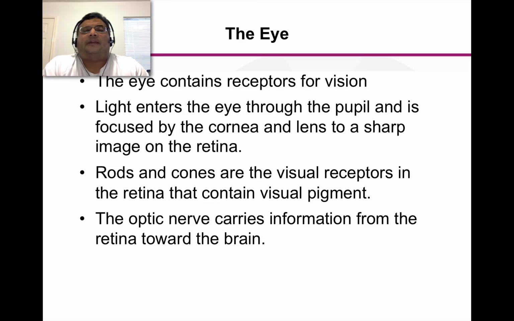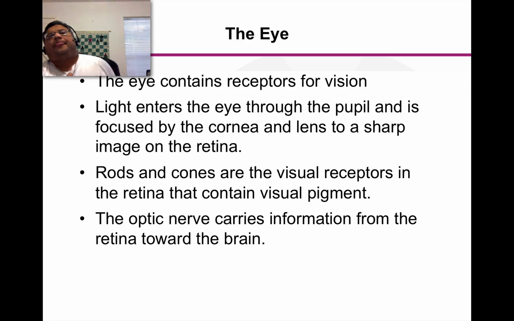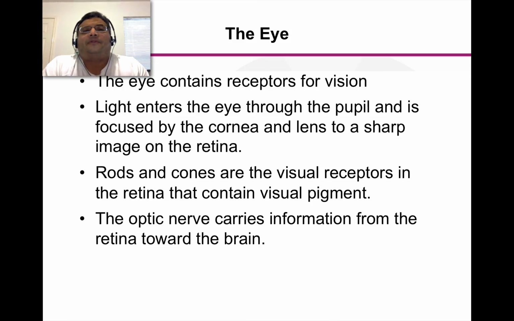Once some of that light bounces off of something, it travels through space and it reaches your eye. The eye is the organ in our bodies that contains the receptors for vision. So there are specifically two types of cells in our eyes, the rod and the cone.